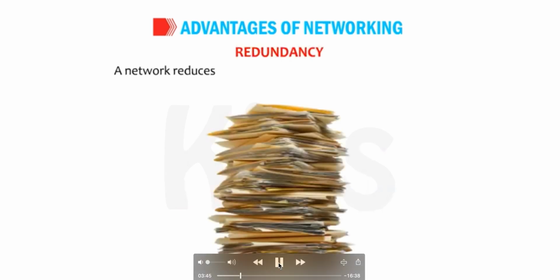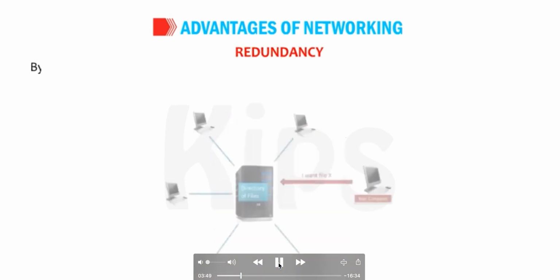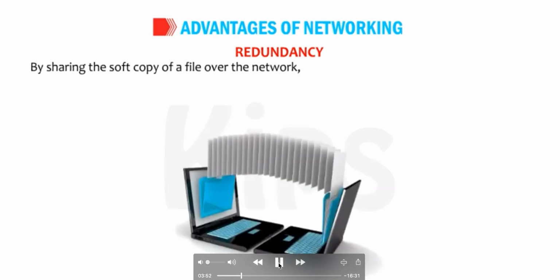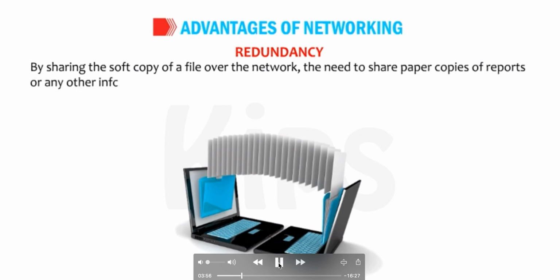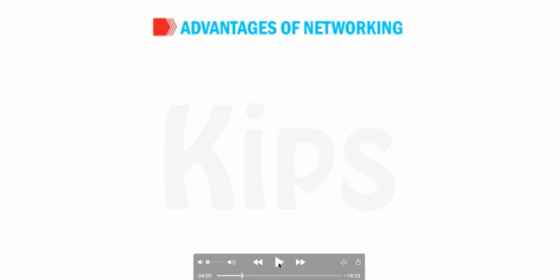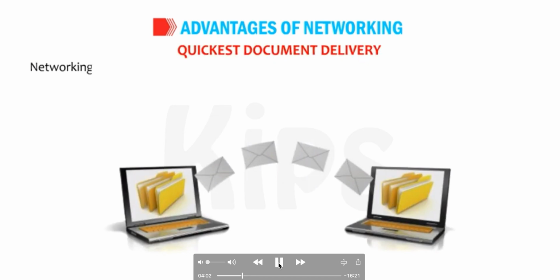Redundancy. The name itself indicates that redundancy means more copies; redundancy is duplication of copies. A network reduces the need for hard copies of all documents. By sharing the soft copy of files over the network, the need for sharing paper copies of reports or any other information can be eliminated or greatly reduced, isn't it? Instead of printing, taking the printing paper, and distributing it, you can distribute the soft copy of that particular report.